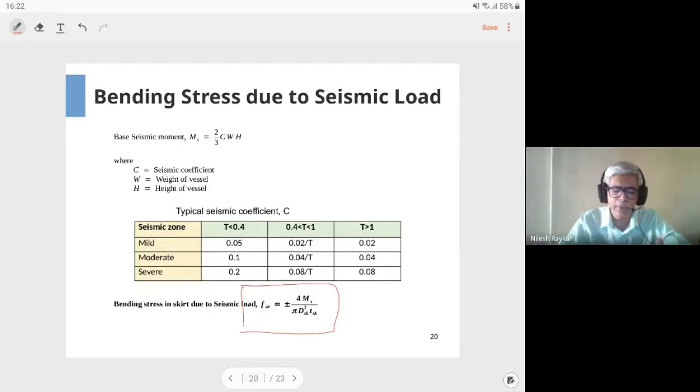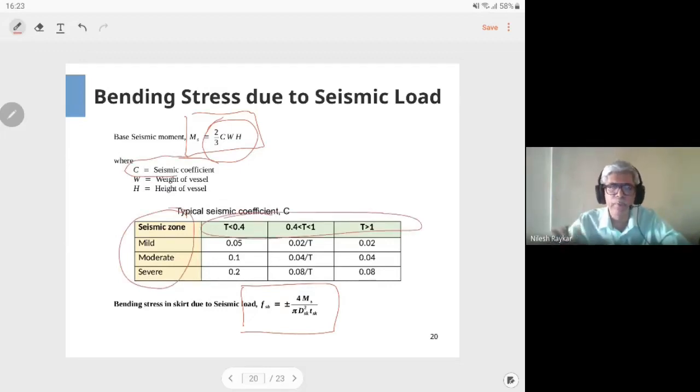So here, for simplicity, I have given just a simple formula, assuming that the vessel is having uniform thickness and dimension from bottom to top. In such case, the seismic moment would be given by the formula given here, which involves a seismic coefficient, which in turn depends on which seismic zone you are in, which is given in the national code, and what is the period of vibration, which in turn implies what is the stiffness of your structure, and based on that, the factor C is given.